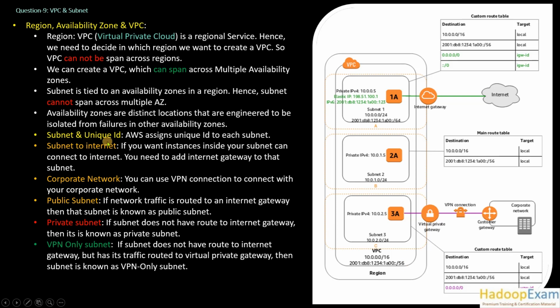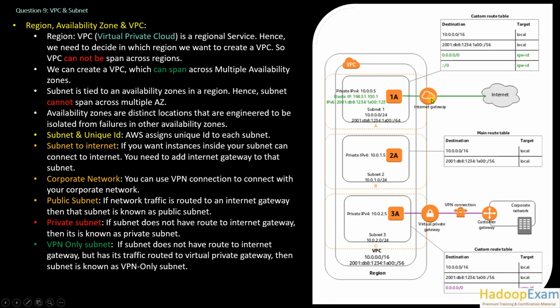Subnet has a unique ID. Whenever you create a subnet inside a VPC, AWS assigns a unique ID. Here I have just given the names subnet 1, subnet 2, subnet 3. Now, subnet to internet: if your instance is installed inside one subnet and wants to connect to the internet, then an internet gateway is needed here. So this is subnet 1A, you can see here, which is in availability zone A.